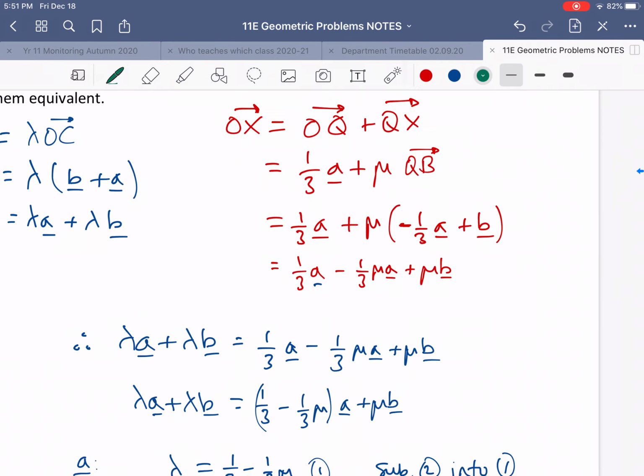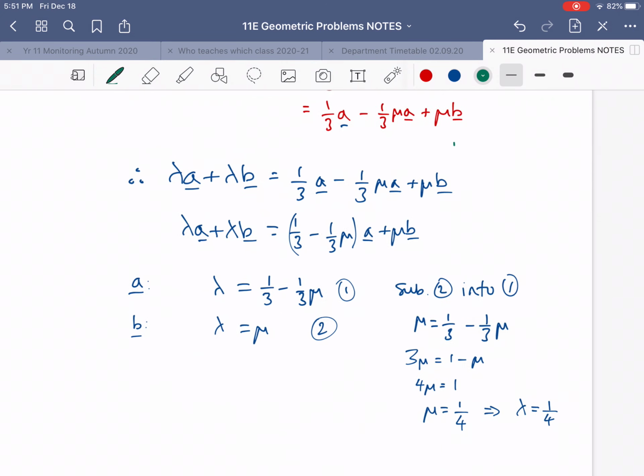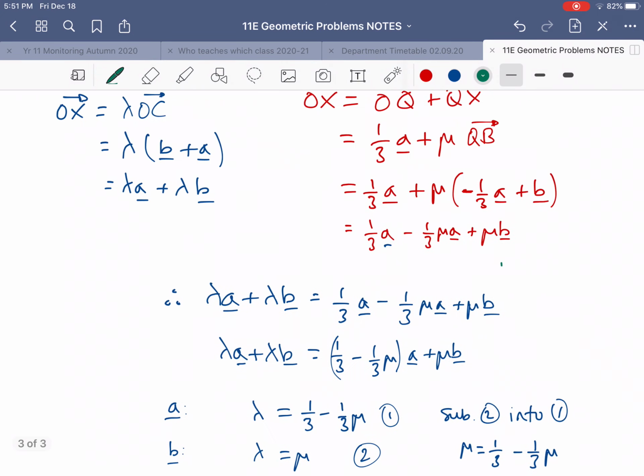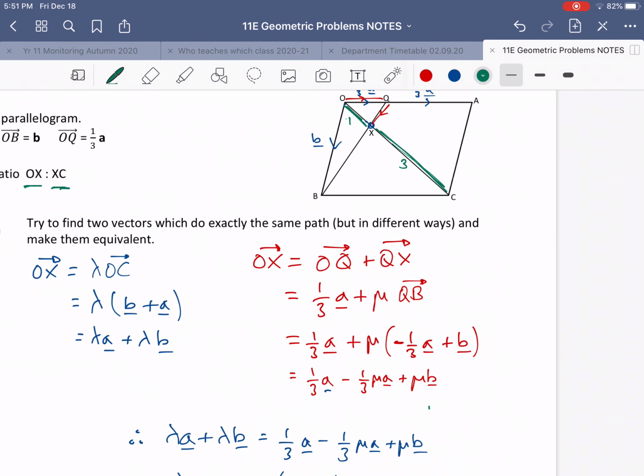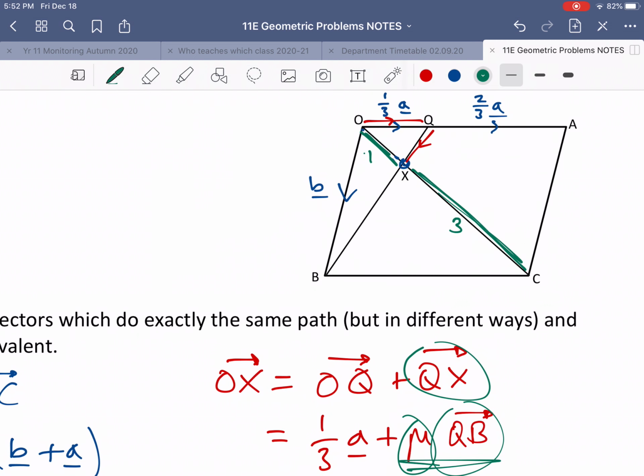The mu, which I worked out, which was also a quarter, well, I used it here to work out what Q to X was. I knew it was a fraction of Q to B. Apparently it's a quarter of Q to B. So Q to X is a quarter of Q to B. So I know that that is 1 part compared to 3 parts there as well.